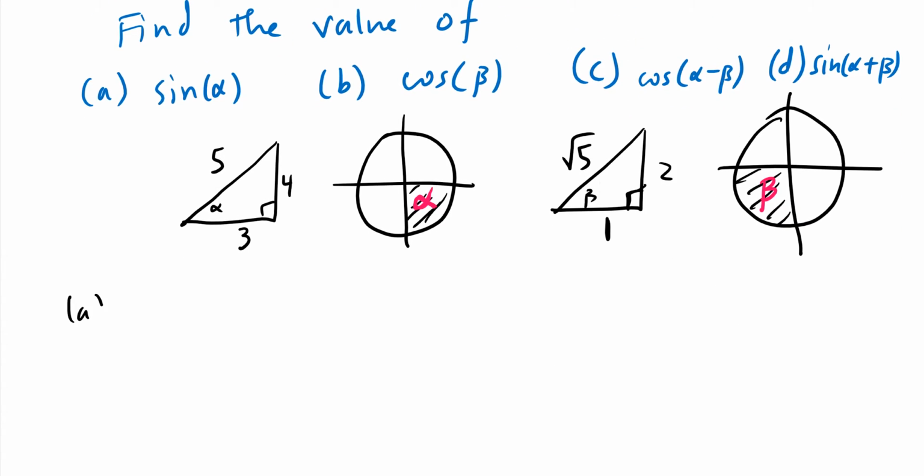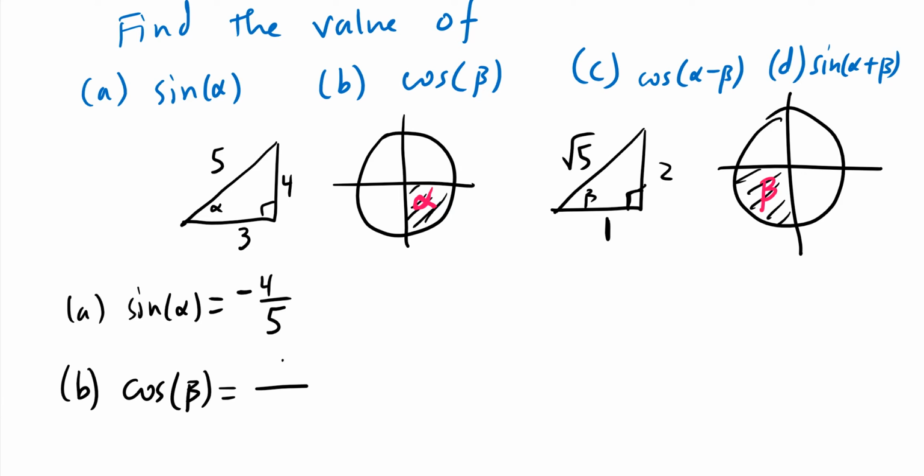So for part A, I need sine alpha, so I use the triangle. Opposite over the hypotenuse. In the 4th quadrant, sine is negative. So that's done for this one. Cosine beta from the triangle, adjacent over the hypotenuse. But we are in the 3rd quadrant. In the 3rd quadrant, cosine is also negative.